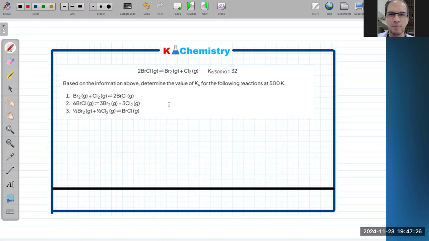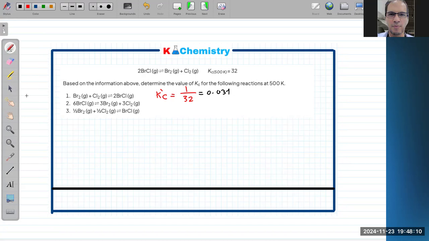If you have reversed the equation, then the new Kc is equal to what? I will say this K dash C, or the Kc for this equation number 1, is equal to 1 over 32. So all you have to do is to make 1 over, or the reciprocal of, the original Kc. So that's equal to almost 1 over 32, 0.031. Okay, let's look at the second equation.